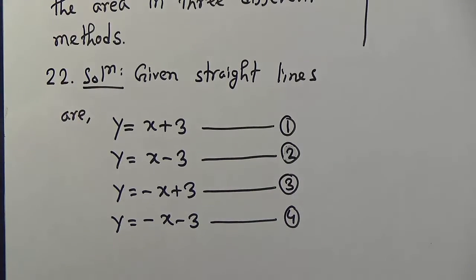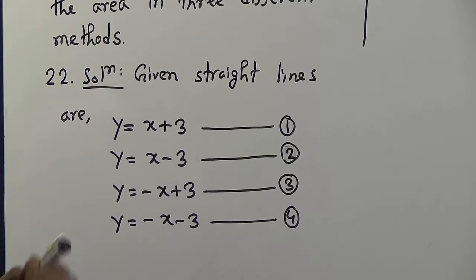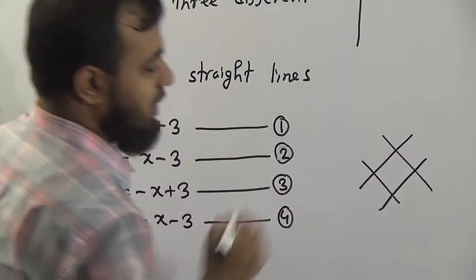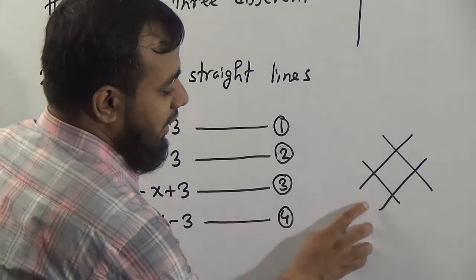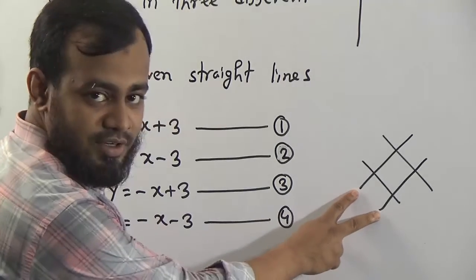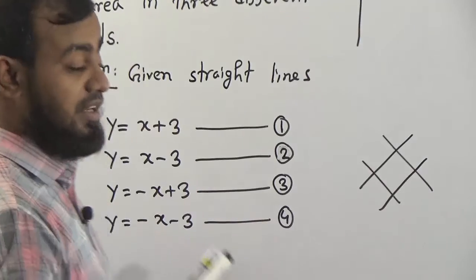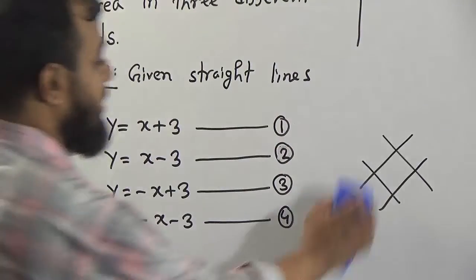So we need to find out the intersecting points of the straight lines, which lines are intersecting each other. Look at the figure. Suppose the four straight lines are like this. My dear students, these two straight lines can't intersect, right? And these two lines can't intersect if they are parallel to each other. It may happen, may not happen. But look at the equations.